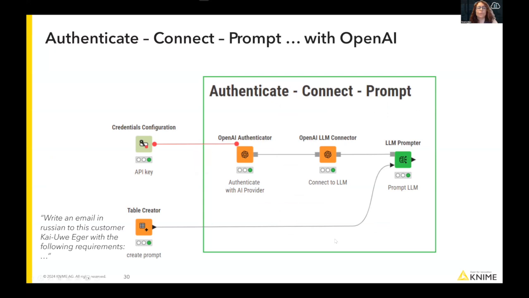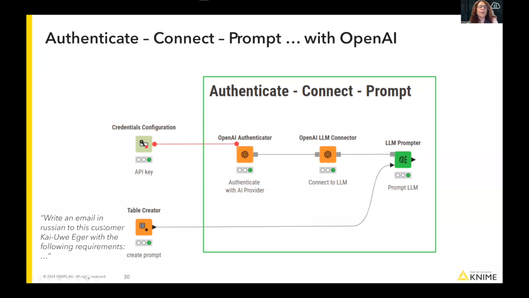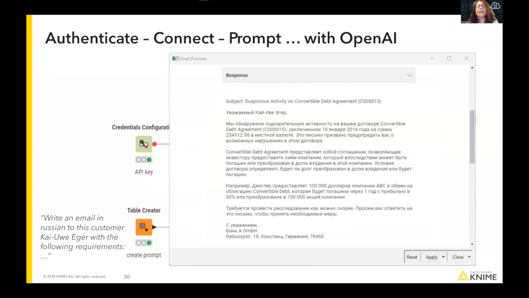So at the end, for OpenAI it would look something like this. You store the API key in the credentials configuration, then you use the OpenAI authenticator node to authenticate. You select one of the large language models that OpenAI allows you to use, and then you pass the large language model and the prompt that you have crafted in this table creator node to the LLM prompter node, and then you get an answer that you can reuse. So the prompt was: write an email in Russian to this customer, name of the customer, with the following requirements. There were a number of requirements based on the payment amount that was in the contract. And this was the email in Russian that the large language model created.